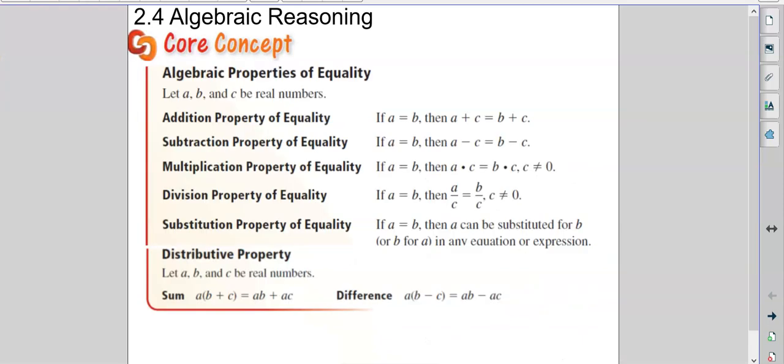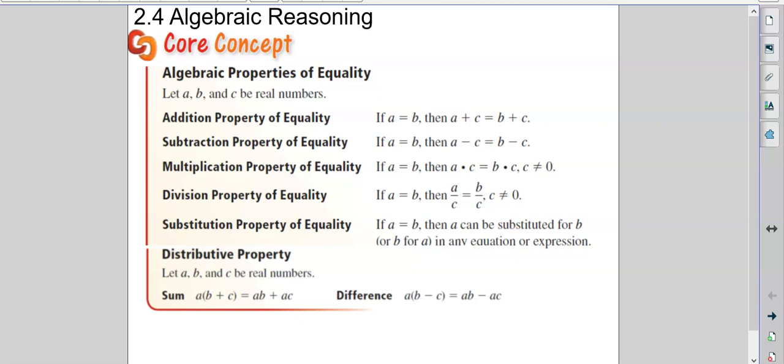All right, 2.4. The last section in Unit 2 we're going to be covering in this unit. So some basic concepts here, some definitions. You can just pause and read these yourself if you want to. I'm just going to go over them really quickly. A, B, and C are real numbers.